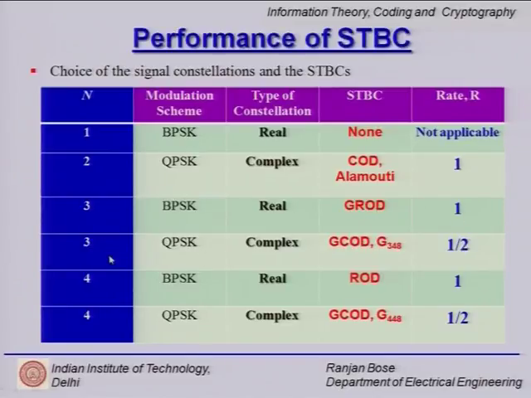And then again for n is equal to 3, we don't have to go with a real design, I can go with a complex design. With the complex design, QPSK and this G348, which we have already studied in today's lecture, the rate is 1 by 2. And if you look at 4 antenna elements, again we have an option for a real design or a complex design. So what it illustrates is that you have a choice.